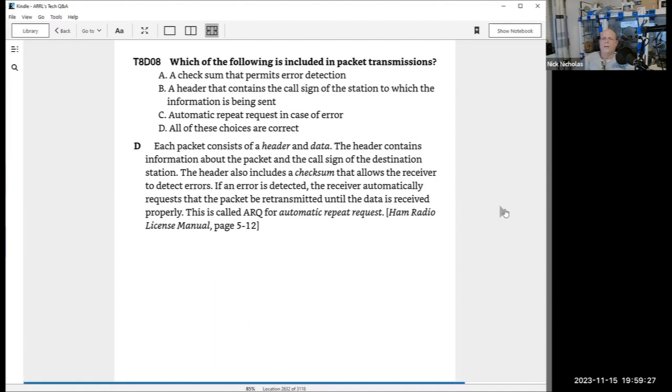You send your data, there's a header that gets built in the computer and interface. There's a checksum that it calculates out. It sends all that information, including what station it's coming from, where it's going to. The other end checks that checksum, looks to see if it's got everything that adds up right. If it doesn't, it sends a request to resend. So all of the above is the answer.